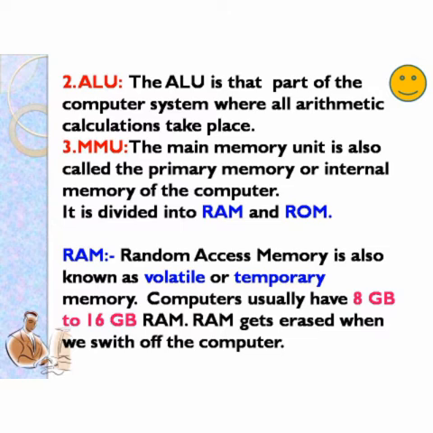Next, MMU. The main memory unit is also called the primary memory or internal memory of the computer. It is divided into two parts, RAM and ROM. RAM stands for random access memory and ROM stands for read-only memory. RAM is also known as volatile or temporary memory. Computers usually have 8 GB to 16 GB, these modern computers nowadays. RAM gets erased when you switch off the computer.